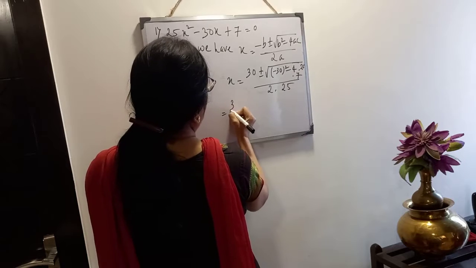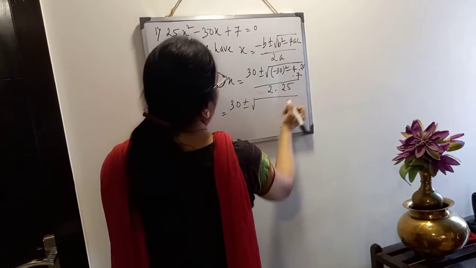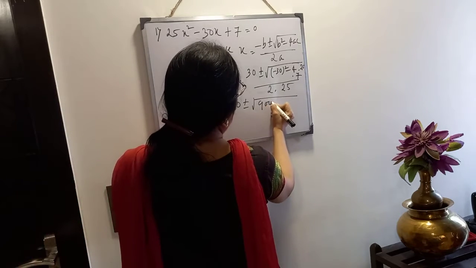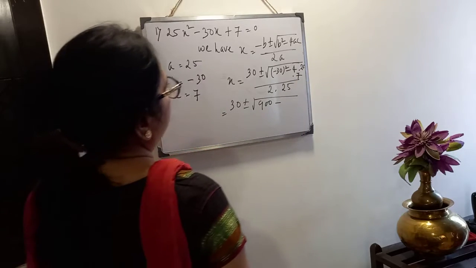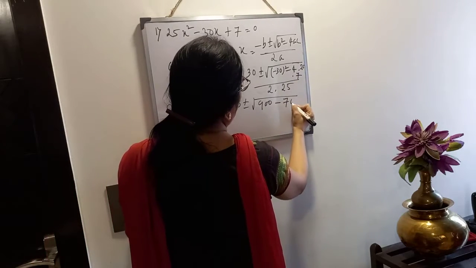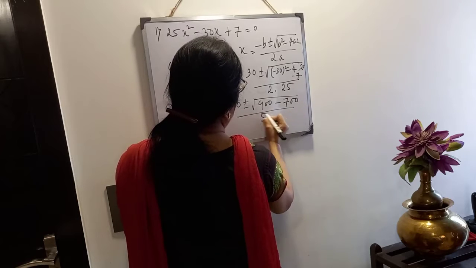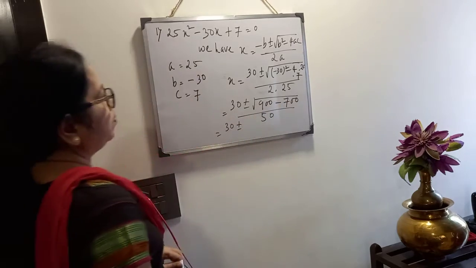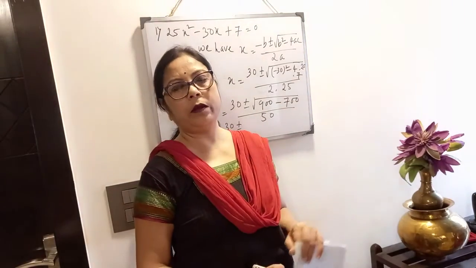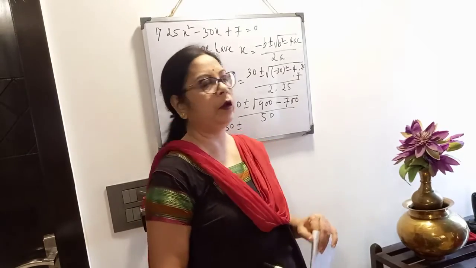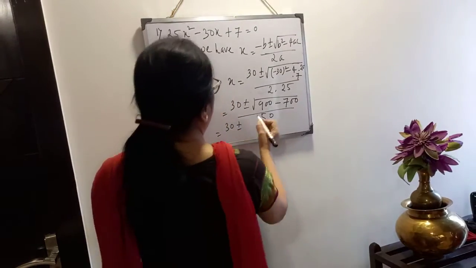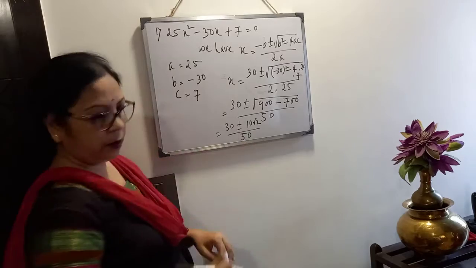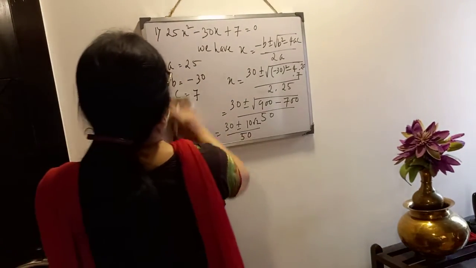Now it is coming 30 plus minus root over 30 and 30 whole square means 900. 900 minus, now 4 into 25 is 100, 100 into 7, 700 by 50. Here, so we are getting this 30 plus minus. Now 900 minus 700 means root over 200. Now square root of 200 not possible, so 100 into 2. So it is becoming 10 root over 2 by 50. Here 10 root over 2 by 50.